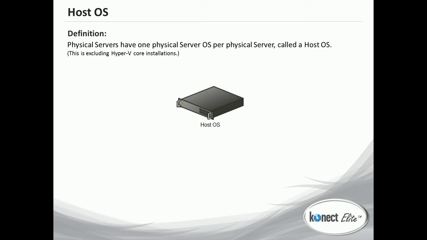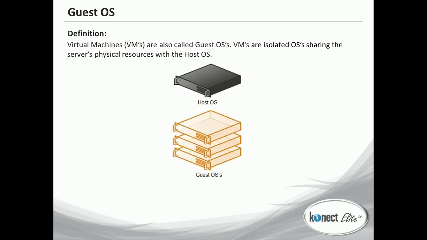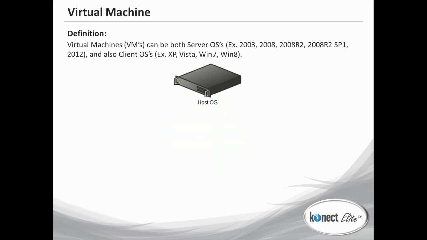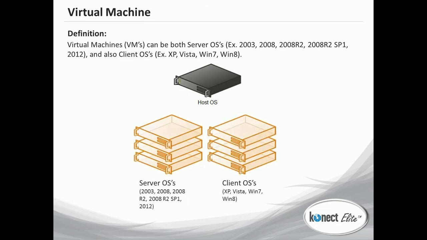If you run a virtual server platform solution like Hyper-V on the host OS, then you can run many virtual machines on that one physical server. These virtual machines, or VMs, can also be called guest OSs. These guest OSs are isolated virtual OSs, however they share the server's physical resources with the host OS. VMs can be both server operating systems, from Windows Server 2003 to 2012, and also client OSs, such as Windows XP, Vista, Win 7, and Win 8.